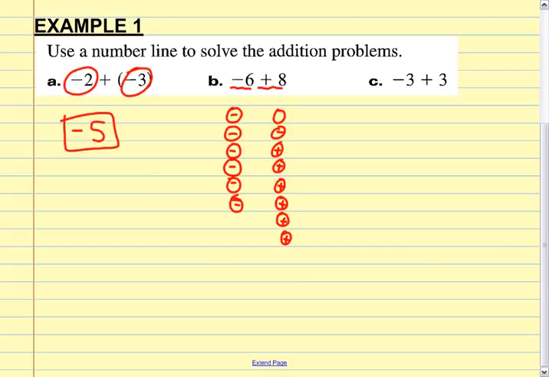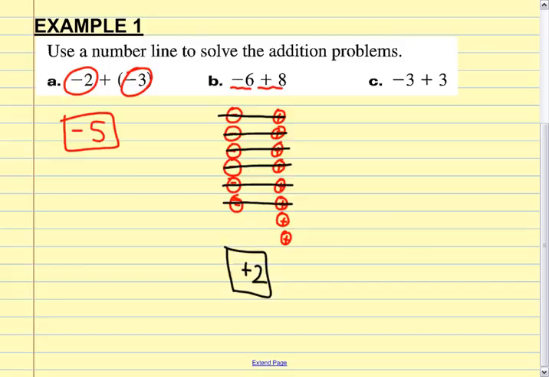Now, the thing we need to remember is that negatives and positives cancel each other out. Okay? So, when I cancel these out, what am I left with, Jenna? I'm left with +2. -6 plus 8 is +2. Does that make sense? Okay?